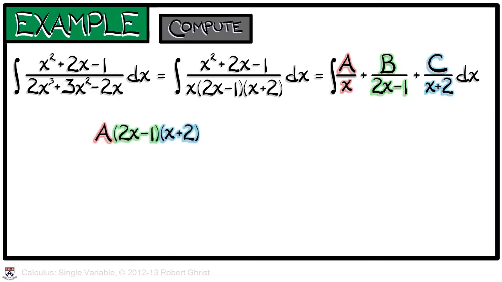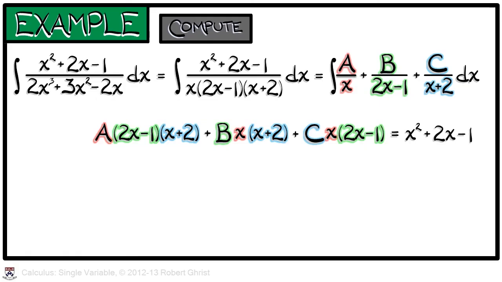Let's color code these and then multiply everything out and see what we get. A times 2x minus 1 times x plus 2, plus B times x plus 2, plus C times x times 2x minus 1 must equal the numerator of the integrand, x squared plus 2x minus 1.